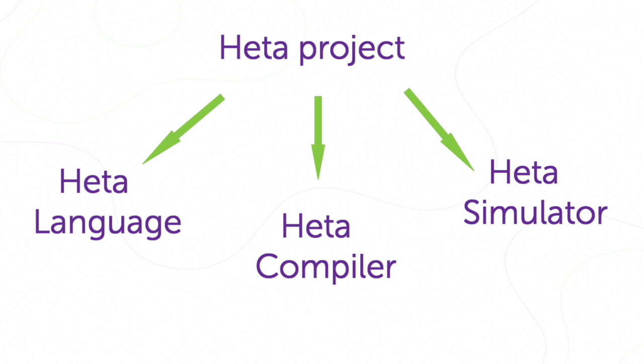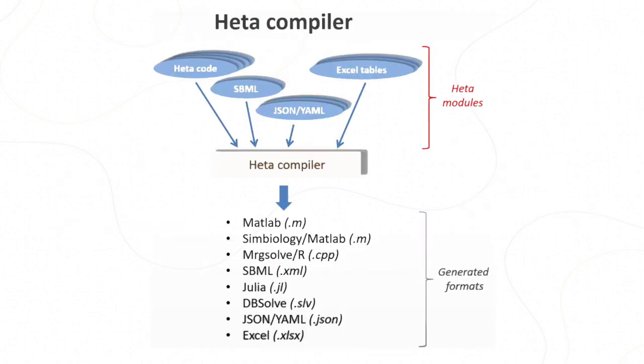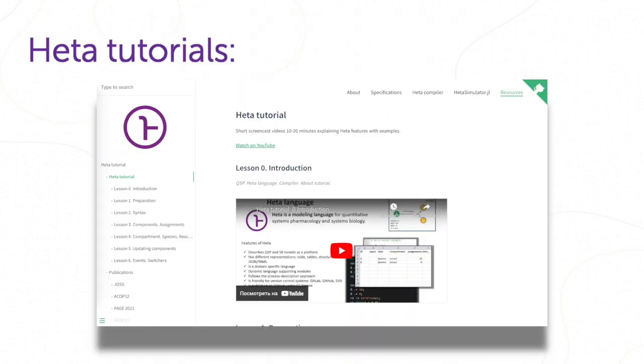Compiler is a software tool for the compilation of Heta-based QSP modeling platforms. We will use it to create a sirolimus pharmacokinetic model, but at the beginning, we must learn how it works. Heta compiler compiles model files from different formats and exports them to another. Modules can be a part of a big model. For more specific information, you can watch Heta tutorials at the Heta project homepage.